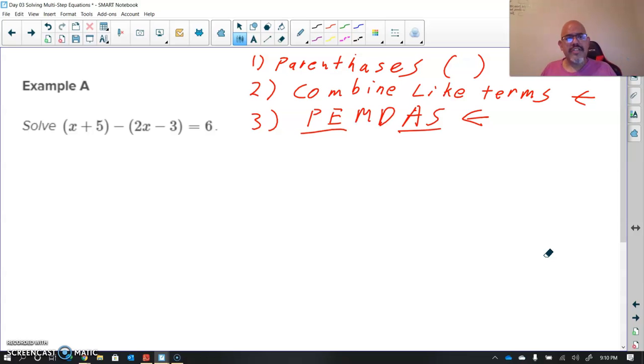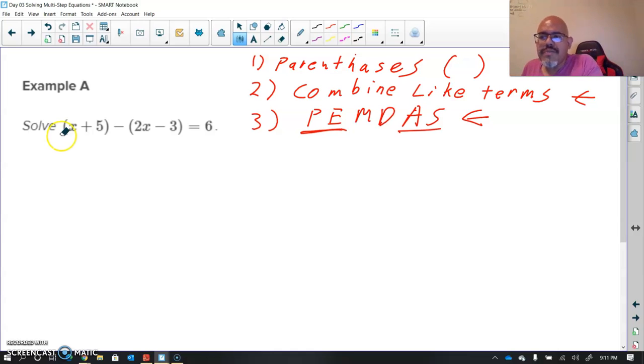So we're going to be following these basic rules. First, anything with parentheses we're going to multiply out and remove those parentheses. Then we're going to combine like terms. And of course, then we just do PEMDAS backwards, where the parentheses and the E will be already worked out. We don't need to worry about that.